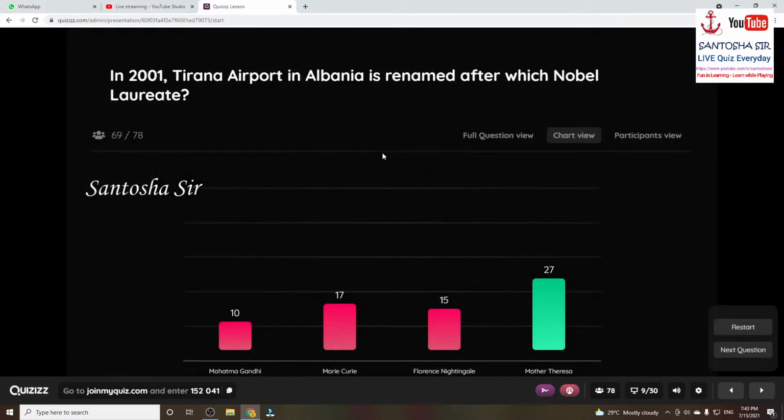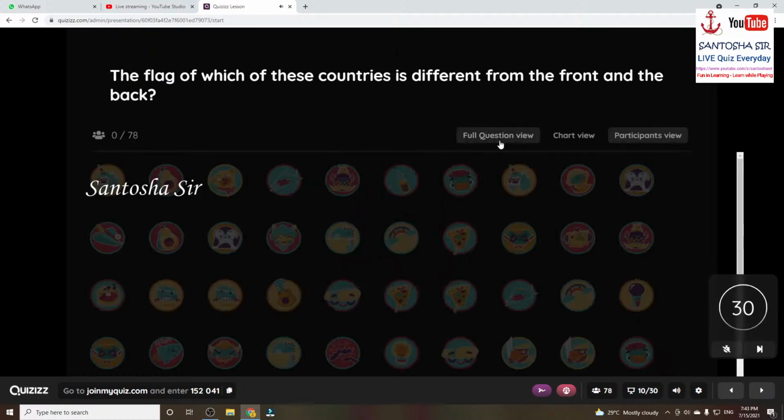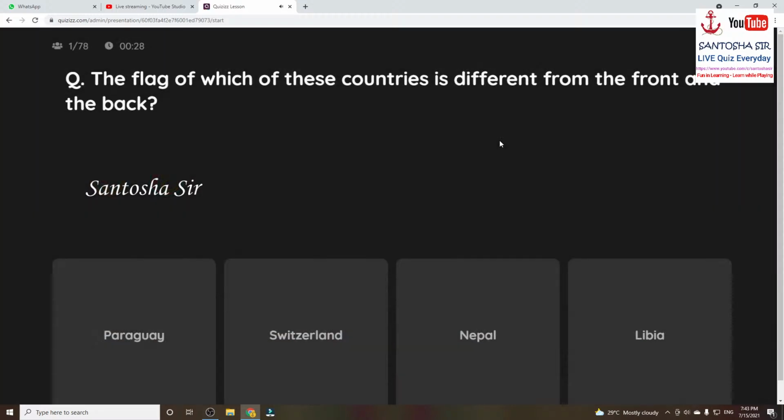So Queen followed by Siddhartha, these are the two positions that I could see. 27 answered it correctly. Question number 10 on your screens now. The flag of which of these countries is different from the front and the back? So the given options: Paraguay, Switzerland, Nepal, or Libya. What do you think? Which country's flag is different from front and back?